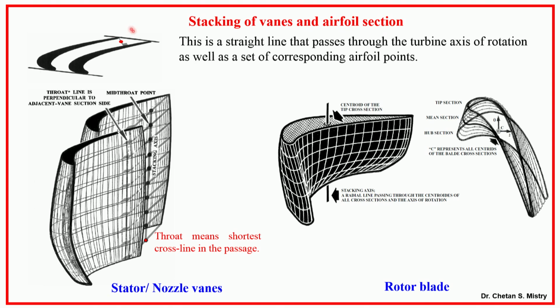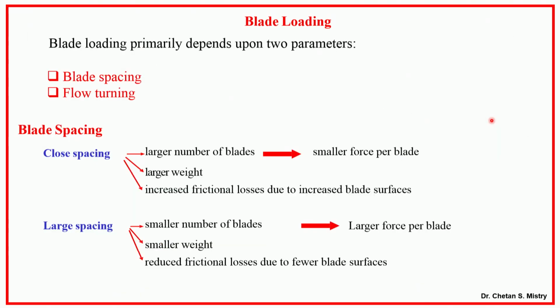So, if you look at this, this is what is stacked about, say, nozzle angle or stator vane angle. This is what has been stacked about, say, your CG. Mostly rotor people prefer stacking about the CG. Now, in terms of blade loading, that mainly depends on two parameters.